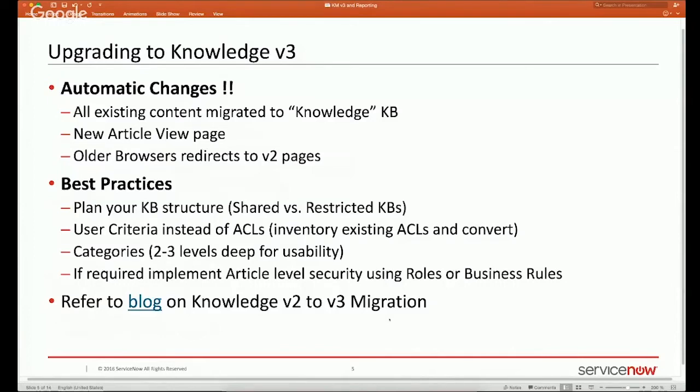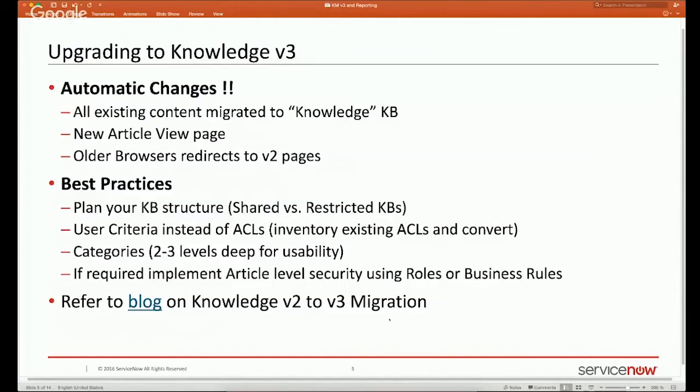Also, with Knowledge V3, we started using the AngularJS technology stack, which is not supported by some of the older browsers. IE in particular has some challenges. In such cases, you may see that your user interface actually switches to the V2 pages like KB Home or KB Find, and that's by design because those older browsers do not support the Angular technology.